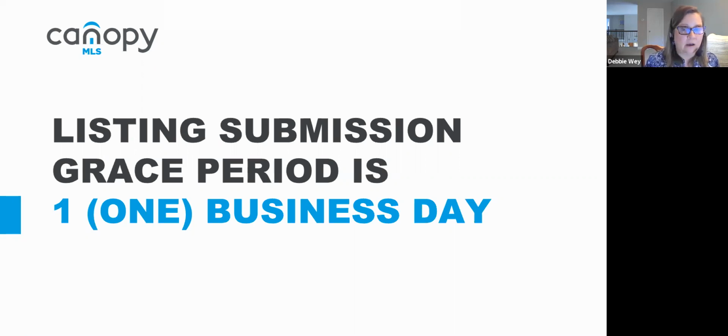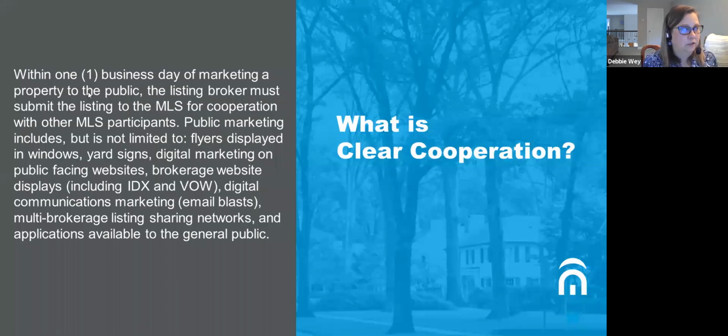Now, if marketing of the listing occurs prior to the delayed marketing date, then that's also going to trigger clear cooperation. So what that says is, within 1 business day of marketing a property to the public, the listing broker must submit the listing to the MLS for cooperation with other MLS participants. Public marketing includes, but is not limited to, flyers displayed in windows, yard signs, digital marketing on public-facing websites, brokerage website displays. So yes, IDX and VOW, but that would mean the listing's already in the MLS, right?